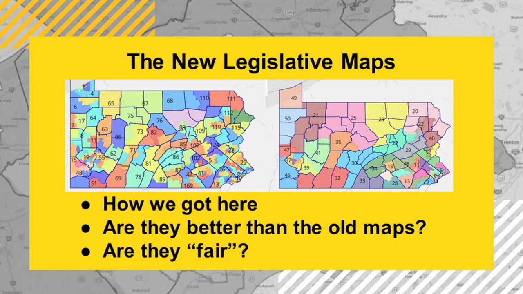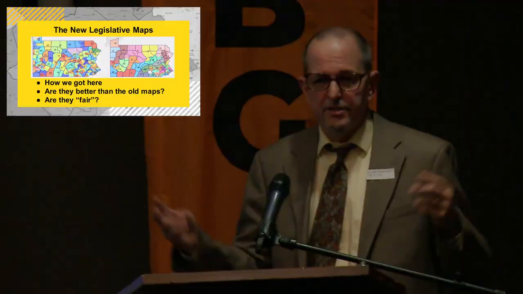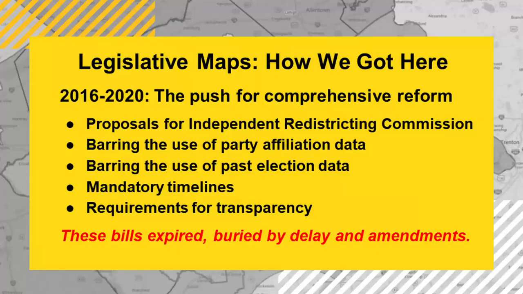First, how we got here and how I look at that as a mapper, that evolution. Then move on to two questions about the new maps. Are they better than the old maps? That's the easy question. And then the harder one, are they fair? And we'll consider that from a few different perspectives. So let's move on, Justin. How did we get here?